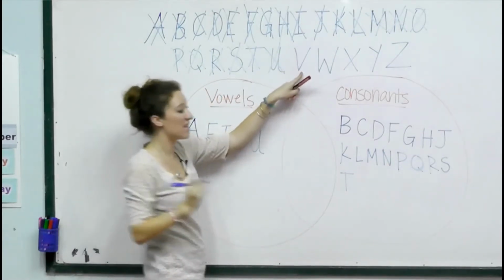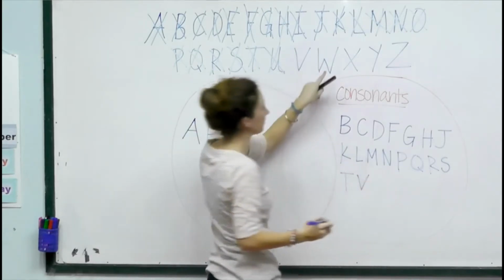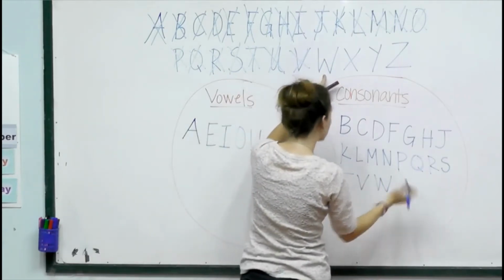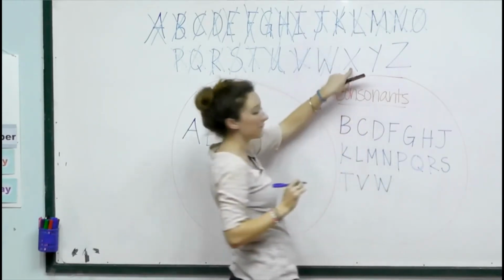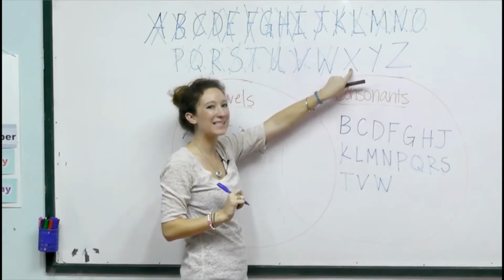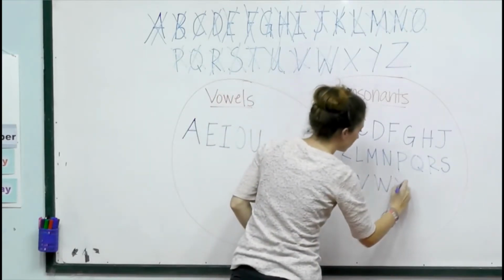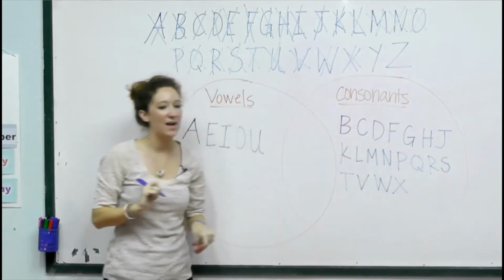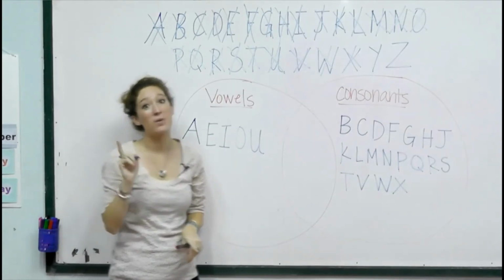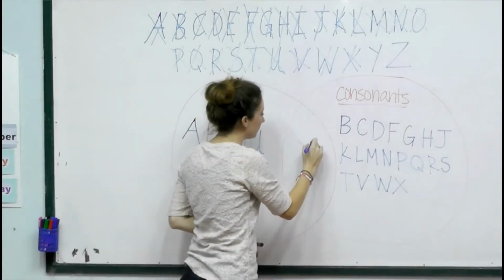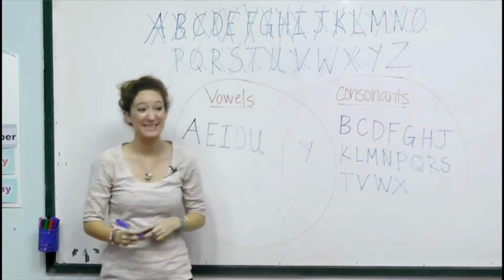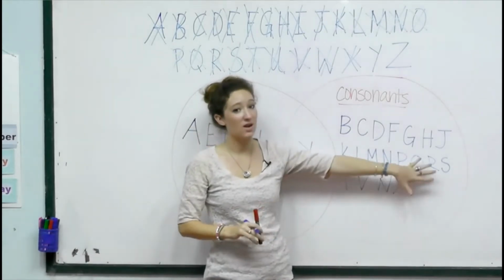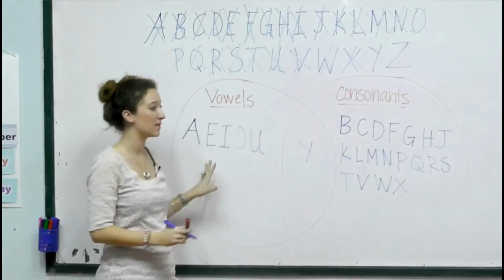V. V is a consonant. W. W is a consonant. X. X is a consonant. Y. Ooh, Y is very tricky. I'm going to blow your mind real quick. Y is both. Y sometimes is a consonant, sometimes is a vowel.